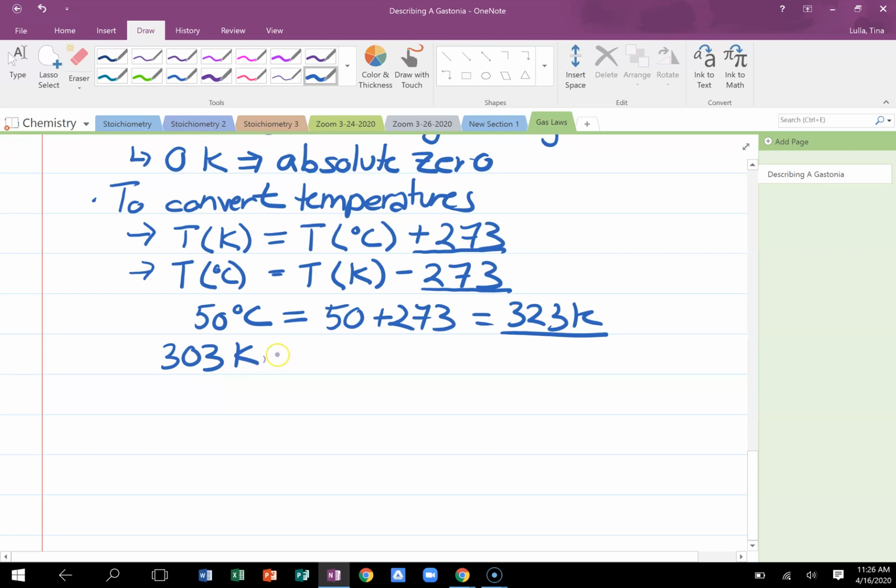Cool. Let's say someone said 303 Kelvin. How many Celsius is that? I'm going to take 303, subtract 273. Again, it's always going to be 273.